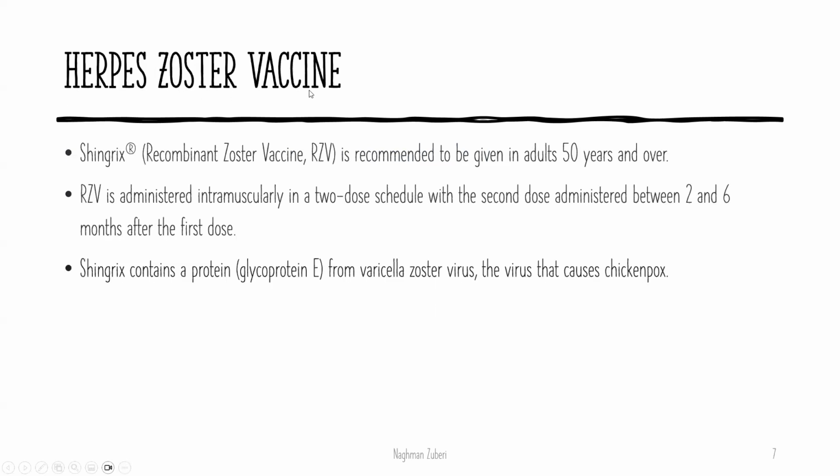Well, herpes zoster vaccine is also available, and the trade name is Shingrix. It is the recombinant zoster vaccine, or RZV. It is recommended to be given among adults who are 50 years or above. RZV is administered intramuscularly in 2 doses, and they should be minimum 2 months apart and maximum 6 months apart. Shingrix contains a protein, glycoprotein E, from the varicella zoster virus, the virus that causes chickenpox.